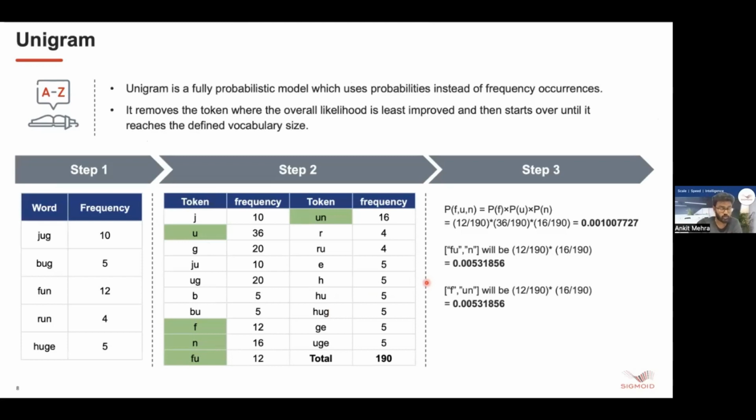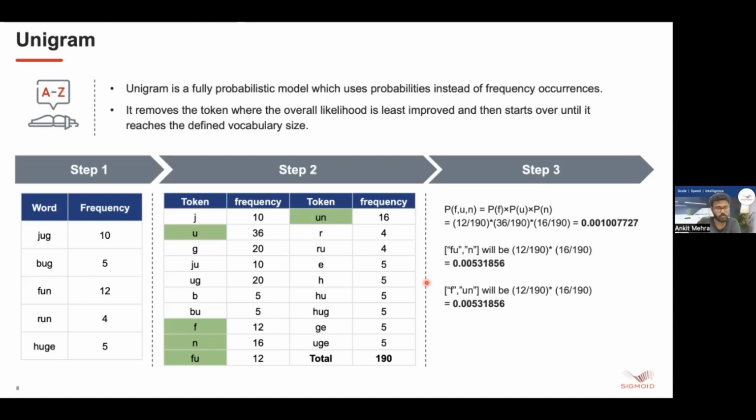It tries to optimize the overall likelihood value to reach the final vocabulary set. Suppose we have a text document in which we have the words jug, bug, fun, run, and huge. In the first step, we note down all these words and their respective frequencies.